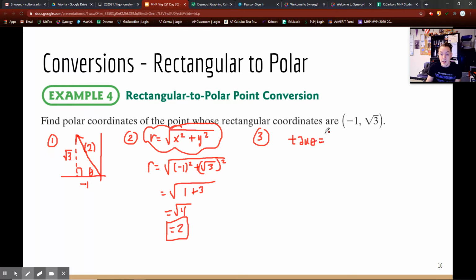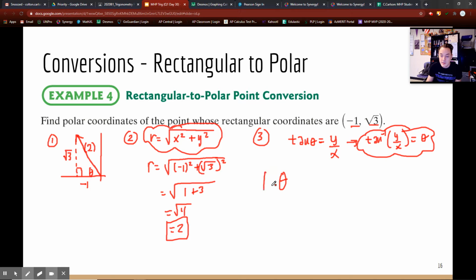Okay, inverse tangent. Now, the reason why you're using inverse tangent is because you're only given x and y. And tangent has x and y in it, right? So y all over x, which means you're going to be using the inverse of tangent of y all over x to equal your theta. Because really, I want to know what theta is, right? So what does this look like?